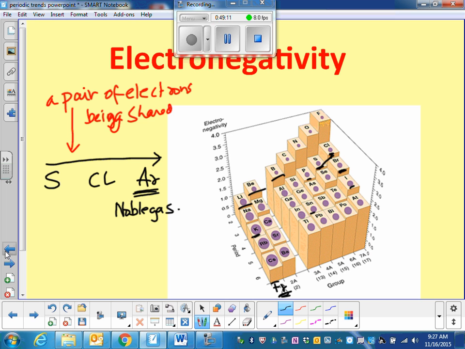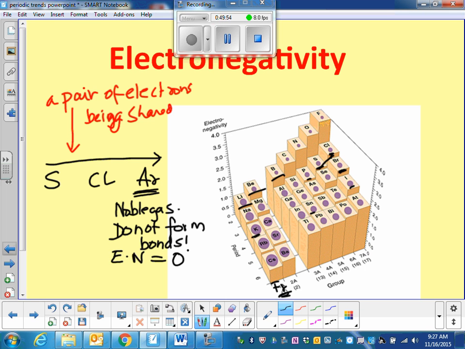No. Noble gases do not form bonds. Write that down. So do they have electronegativity? Their electronegativity values equal 0. For noble gases, the electronegativity value equals 0. Are we writing this down, Aiden? This is very important for us to know. I will test you on this.